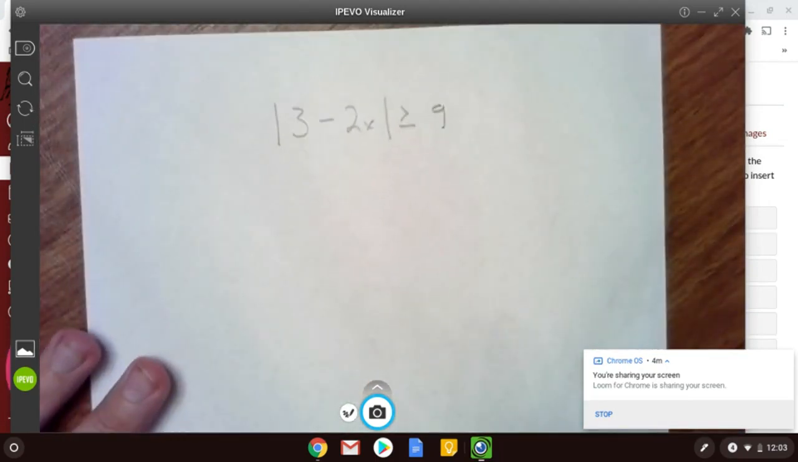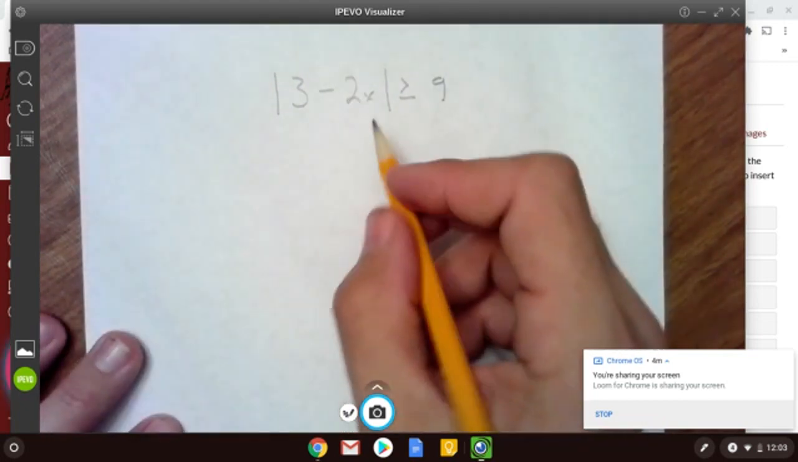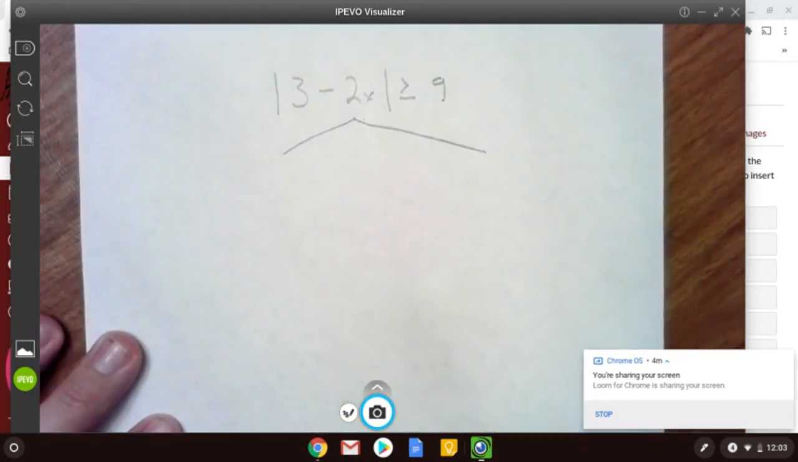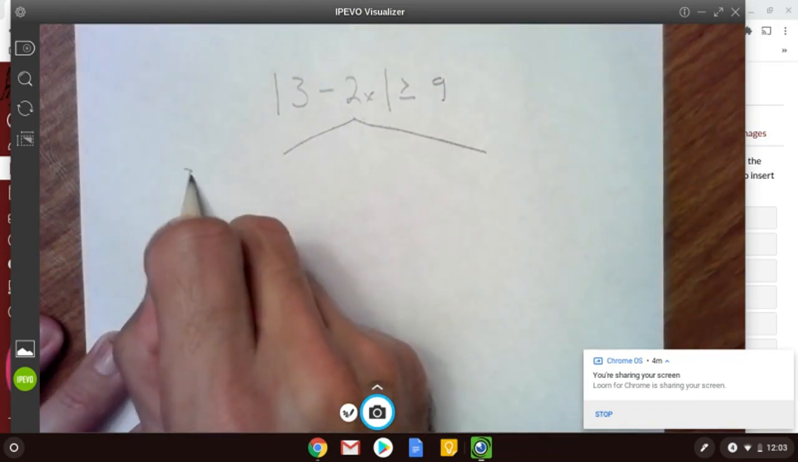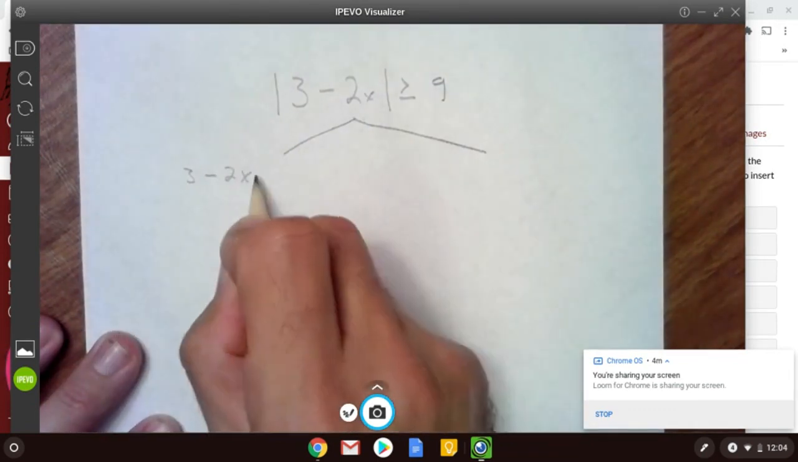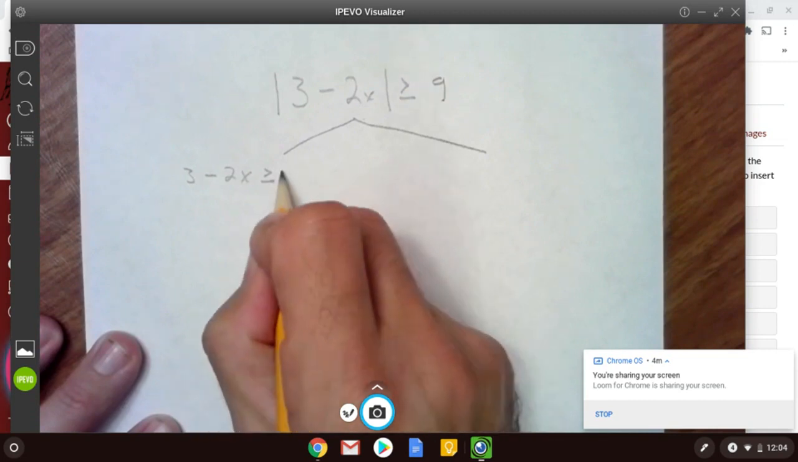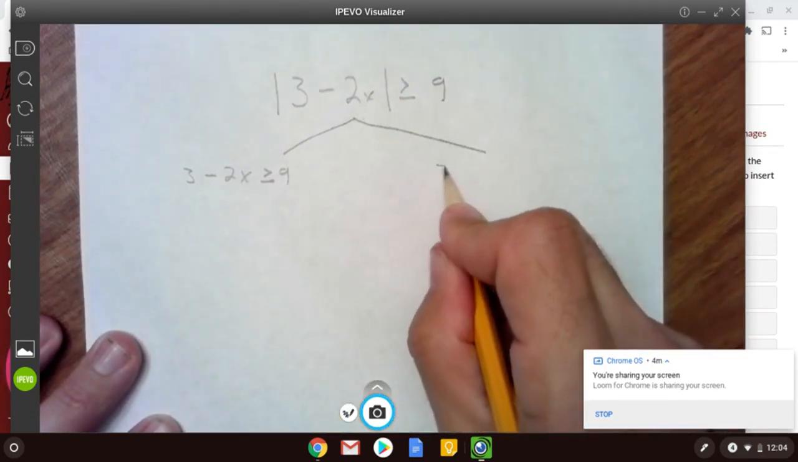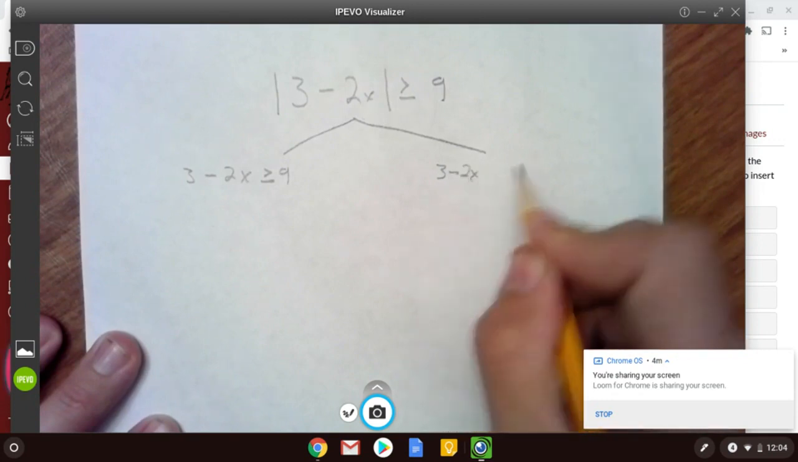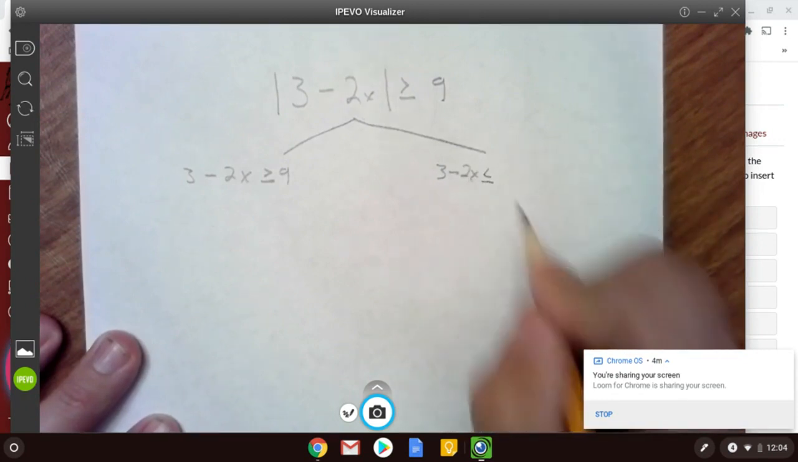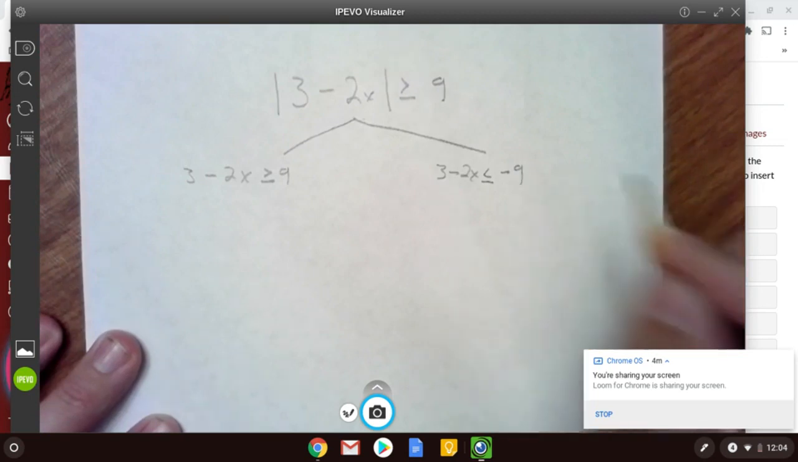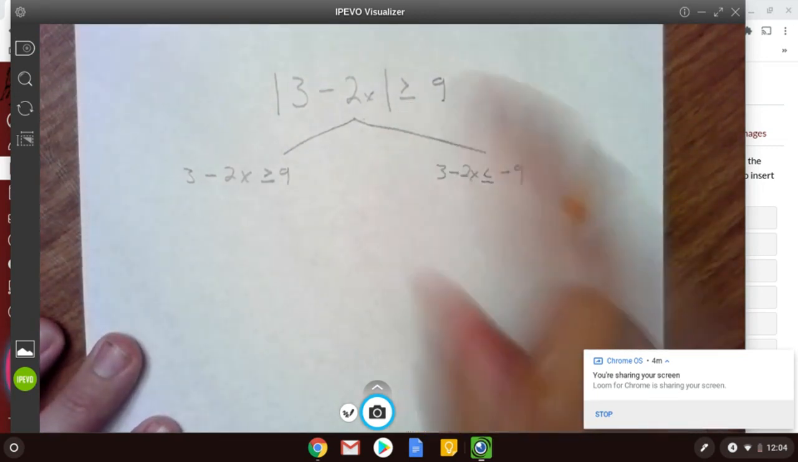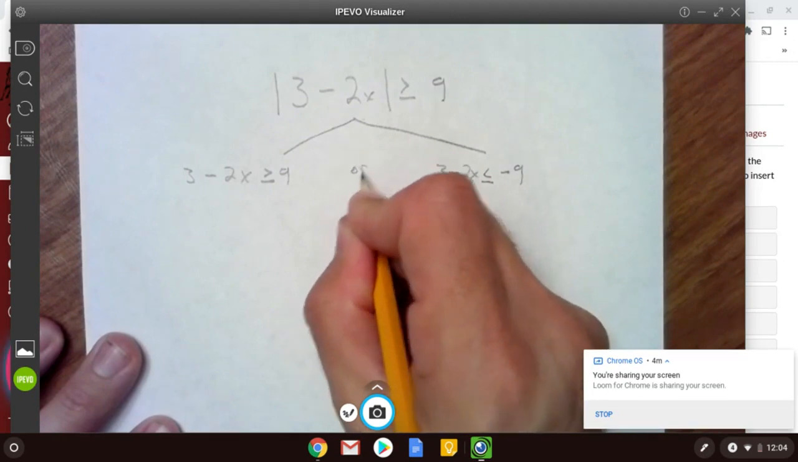All right, one more here. Let's break it down into our two cases. So we've got the original: 3 minus 2x is greater than or equal to 9. And then we're going to have the opposite version over here: 3 minus 2x, we'll flip the sign and add a negative. And because it was a greater than or equal to symbol, this is going to be an or inequality.